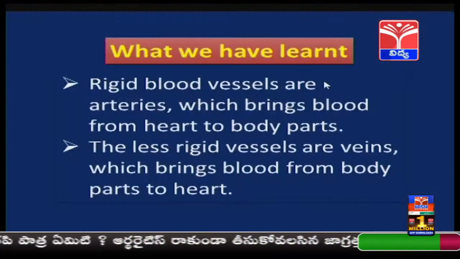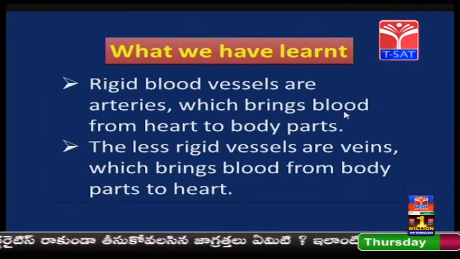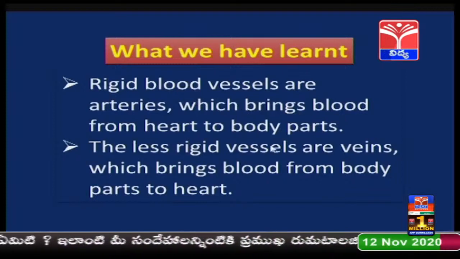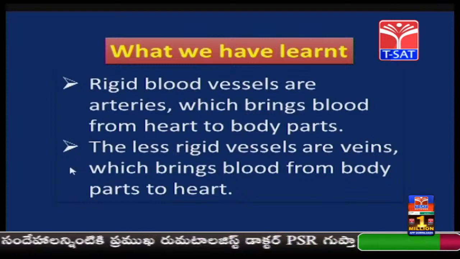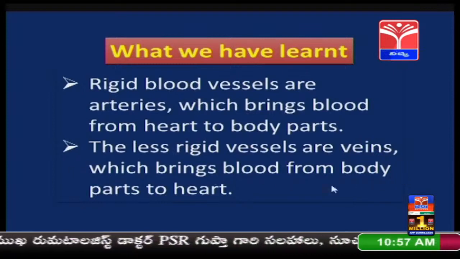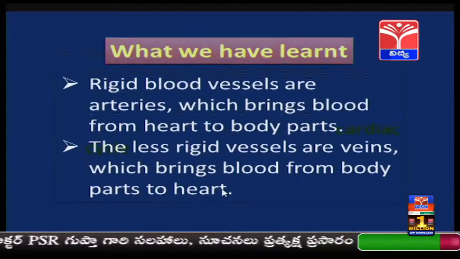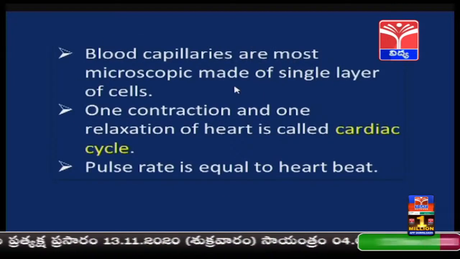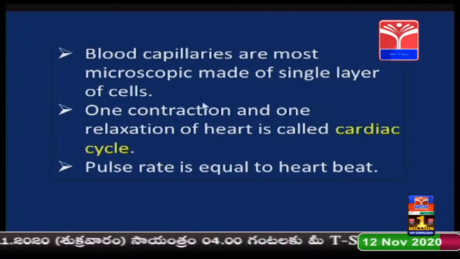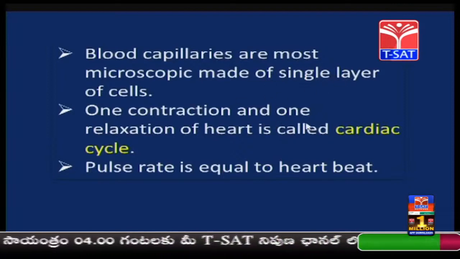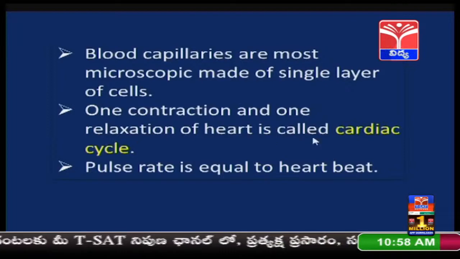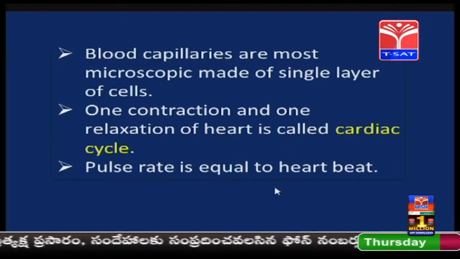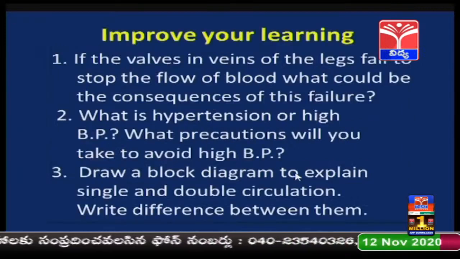Rigid blood vessels are arteries which bring blood from the heart to body parts. The less rigid blood vessels are veins which bring blood from body parts to the heart. Blood capillaries are the most microscopic, made of a single layer of cells. One contraction and one relaxation of the heart is called the cardiac cycle. Pulse rate is equal to the heartbeat.